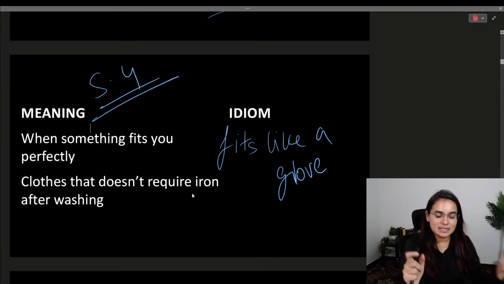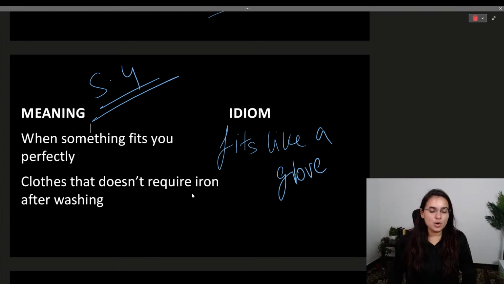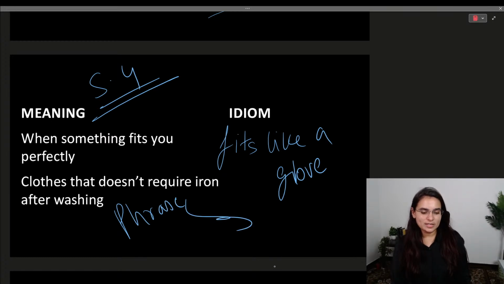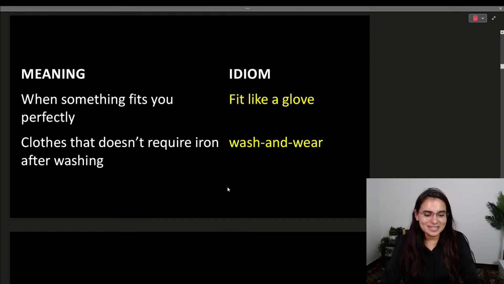There is a name for that idiom. I want to see how many of you can try it. It's actually more like a phrase rather than an idiom. This one is a phrase. So can you try? Okay. Wrinkle free is a good word. Wash and wear. Did you check the answer? Benjamin, did you check the answer by any chance?